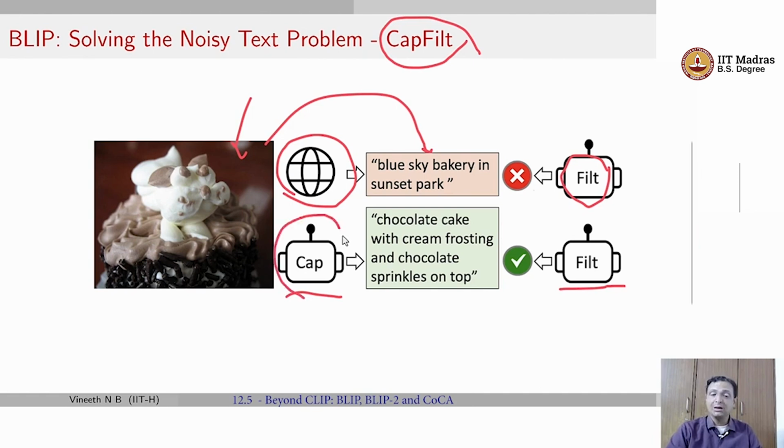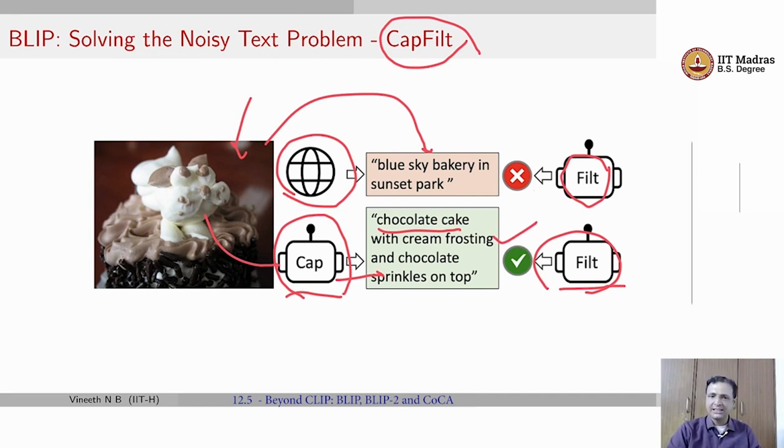They also learn an exclusive captioning module, which, given this image, generates a synthetic caption. These are the captions that we saw in one of the earlier slides, which now states chocolate cake with cream frosting and chocolate sprinkles on top. Now the same filter passes this caption as a valid one for this particular image.